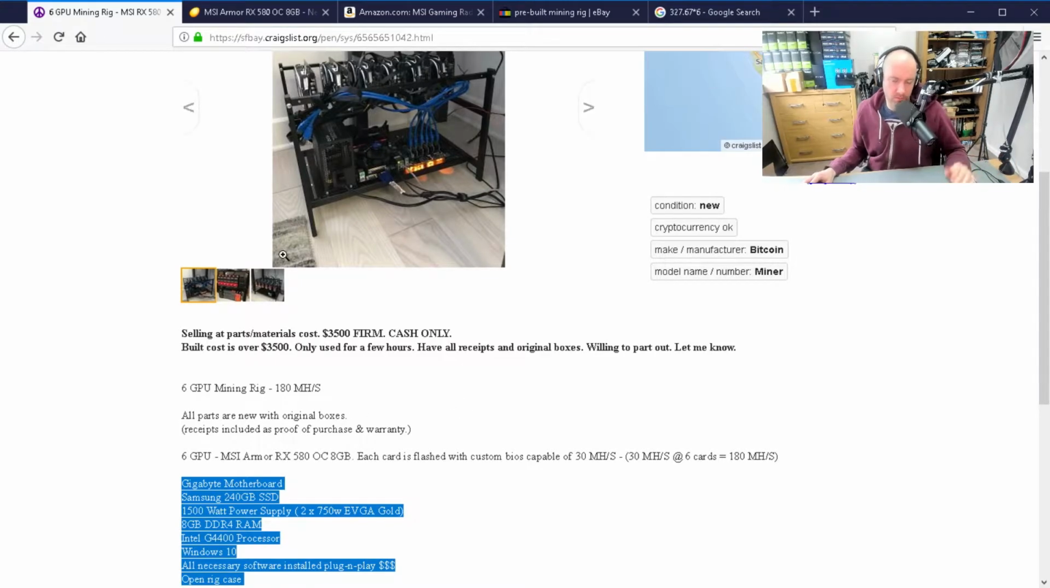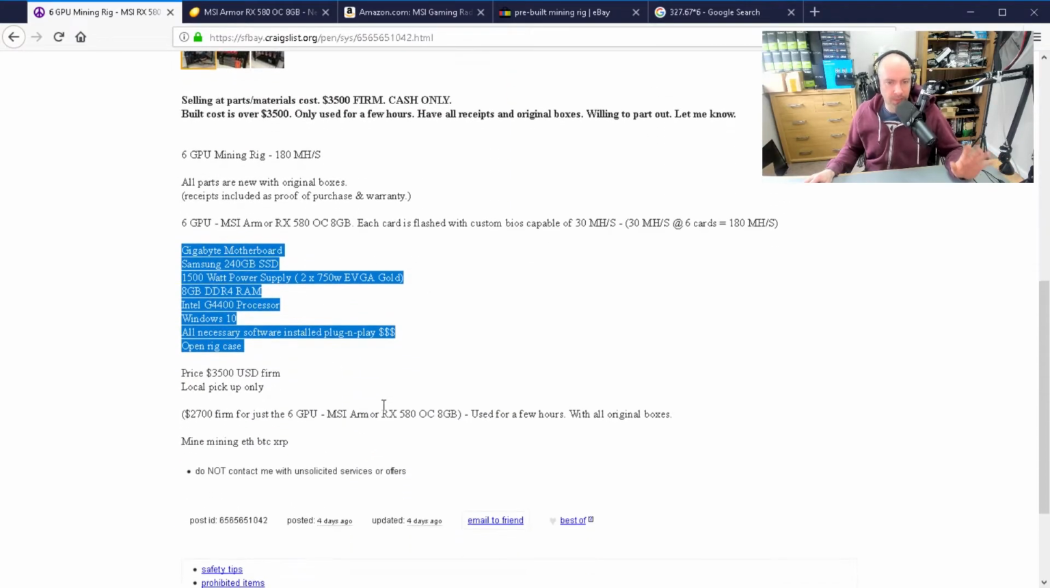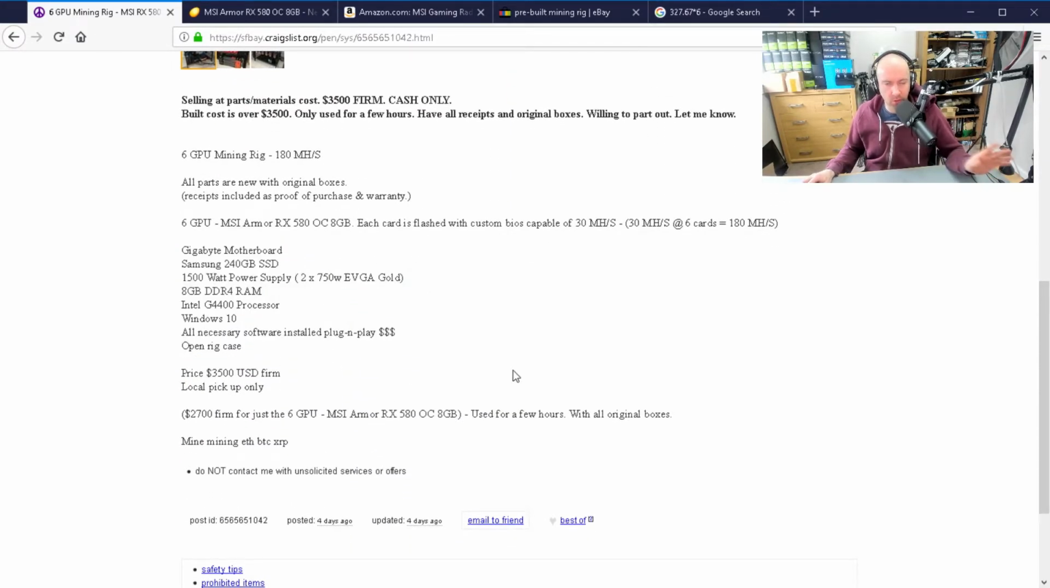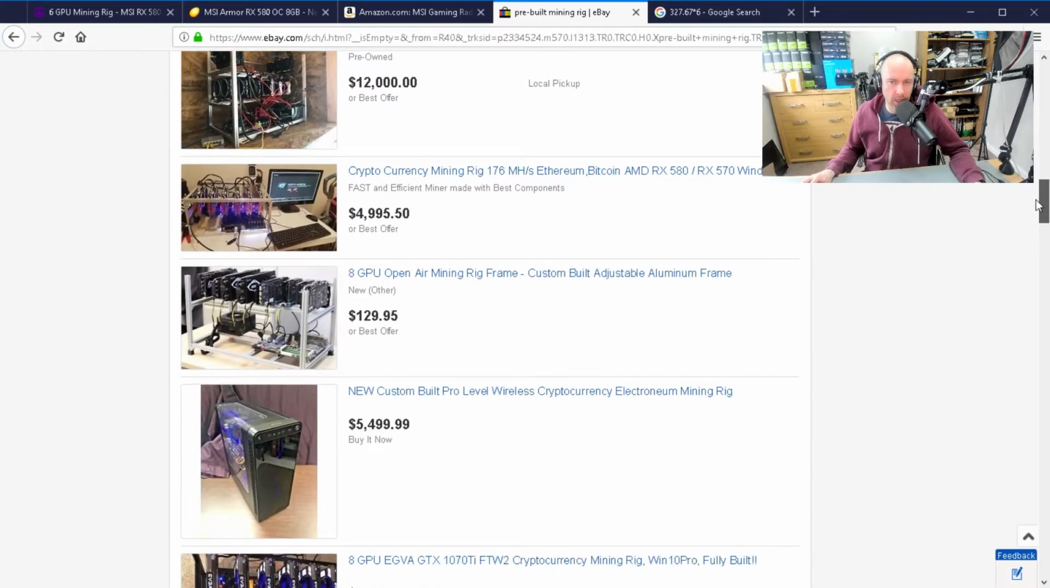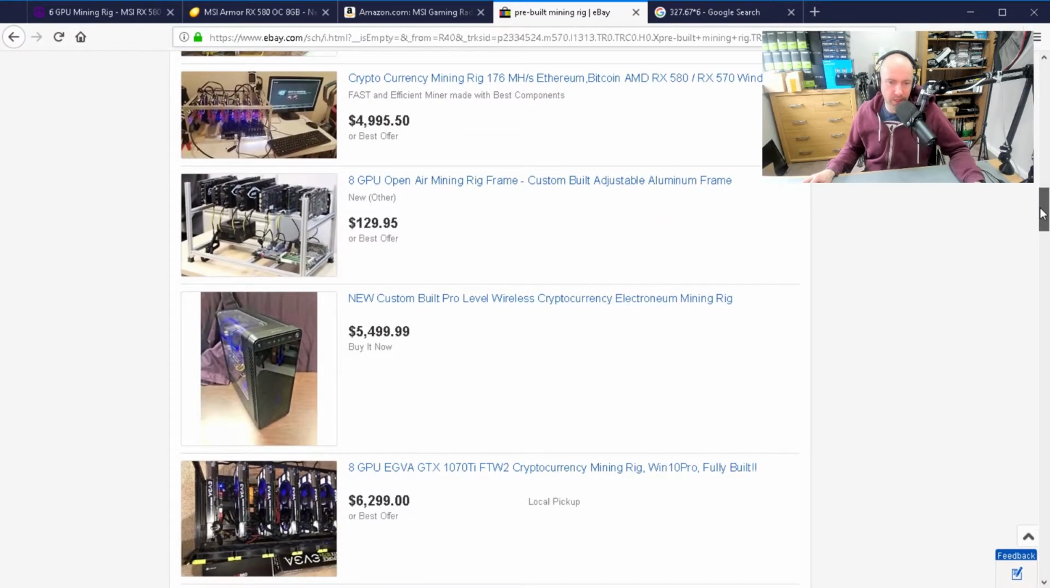Now, I realize some people want a pre-built mining rig to save some time, but you are paying way over the odds for this. I'll talk about that in another video. But if you look through eBay at pre-built or pre-configured mining rigs, look at the price of this. 8 1080 Ti's, $12,000. That's ridiculous. 9 GPUs, nearly $10,000. They're all way, way overpriced.